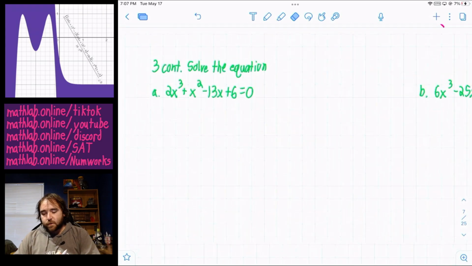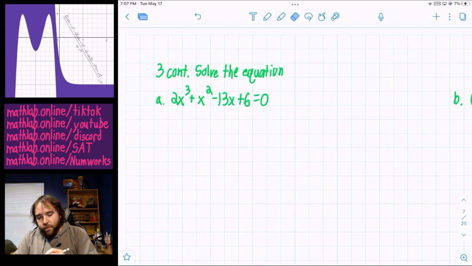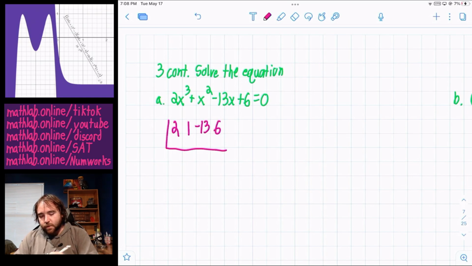All right, let's do some more synthetic division. So let's set it up. We should always check first and see if 1 works. So 2, 1, -13, 6. Does 1 work? No. Maybe 2? 2, 4, 5, 10, -3, -6, 0. Beautiful.